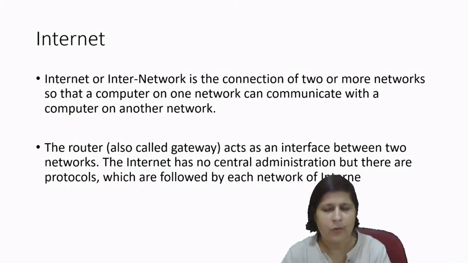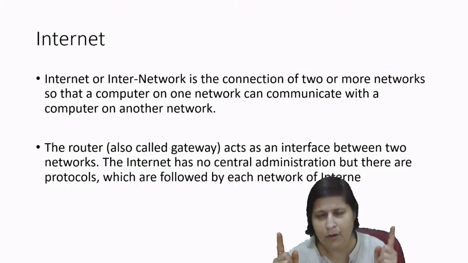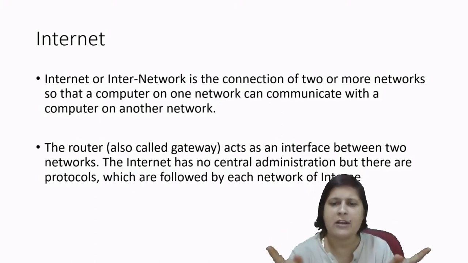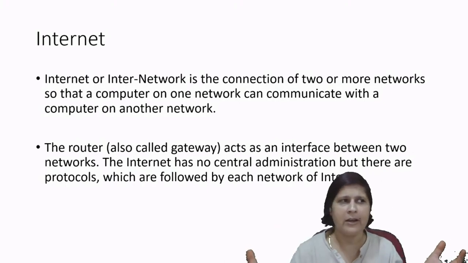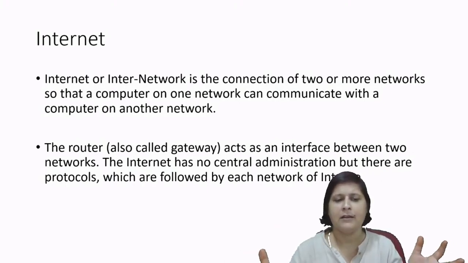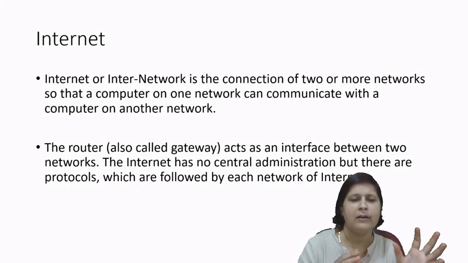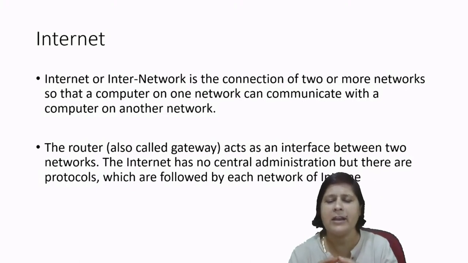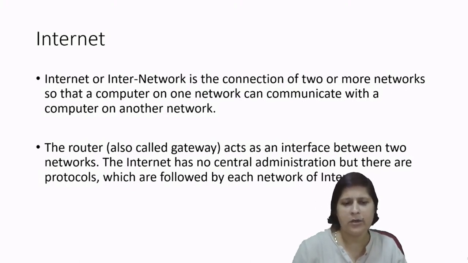Now, what is a router? A router is also called a gateway, and acts as an interface between two networks, because earlier I told you the router is the one which connects two networks. If I have a network A and a network B, then this router acts as an interface, and it connects network A with network B.